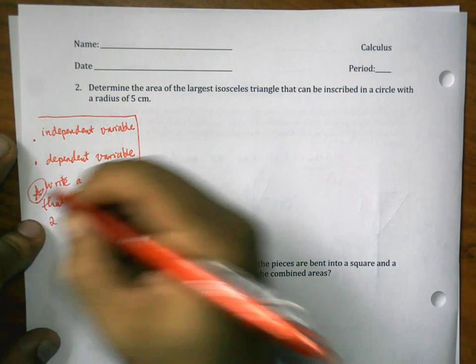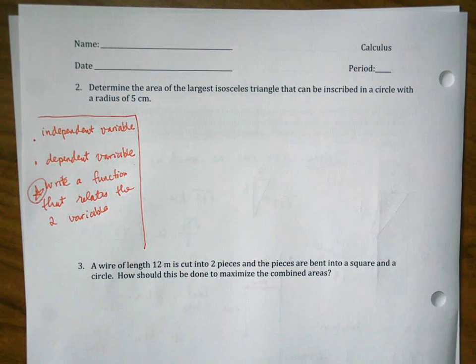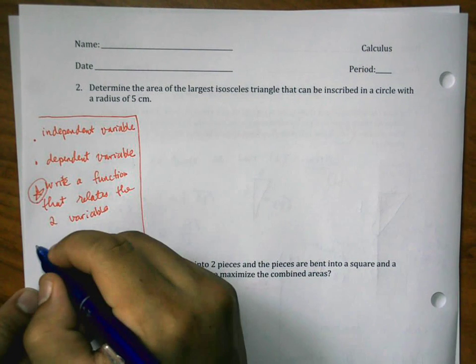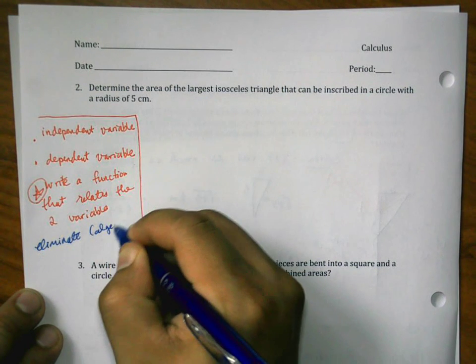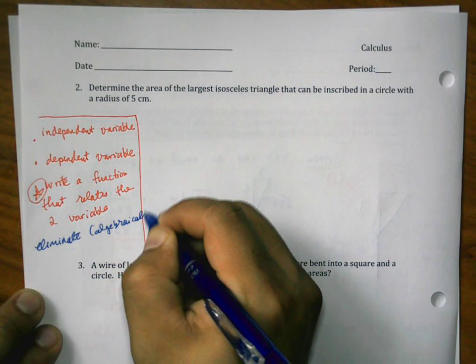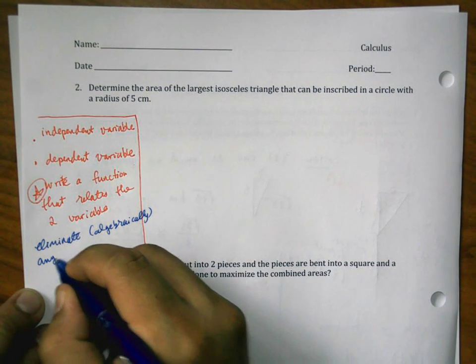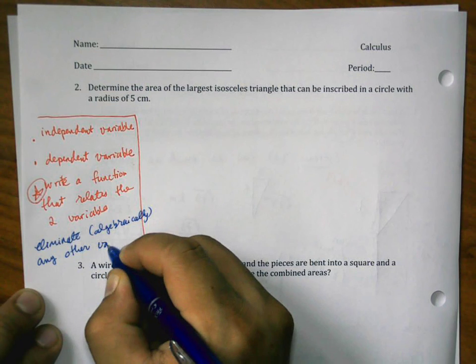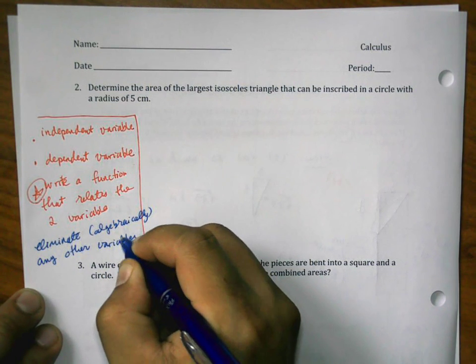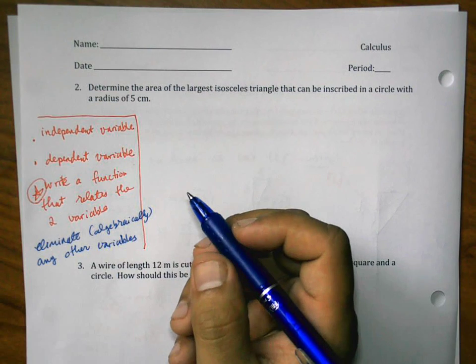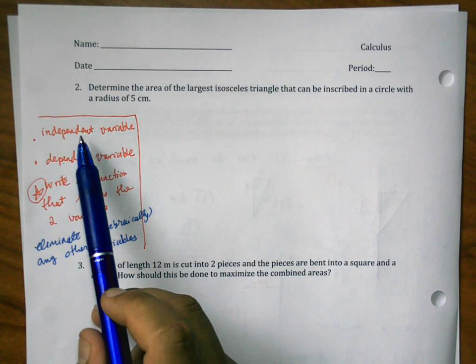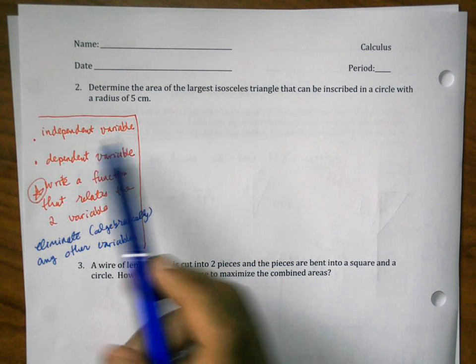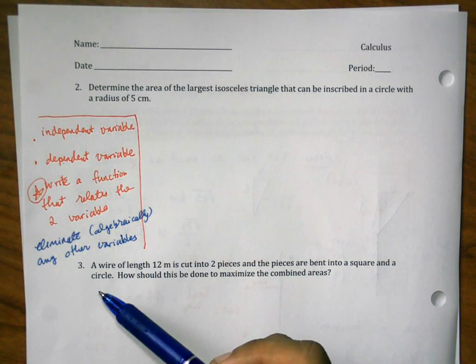Okay. This is probably the key part. And I should also add another note here. You might have a function that has lots of variables, but you basically want to eliminate algebraically any other variables. So we basically want to get this down to a function of one variable. The function is the dependent one. The variable that you're using is the independent one, and then you're going to eliminate any other variables.